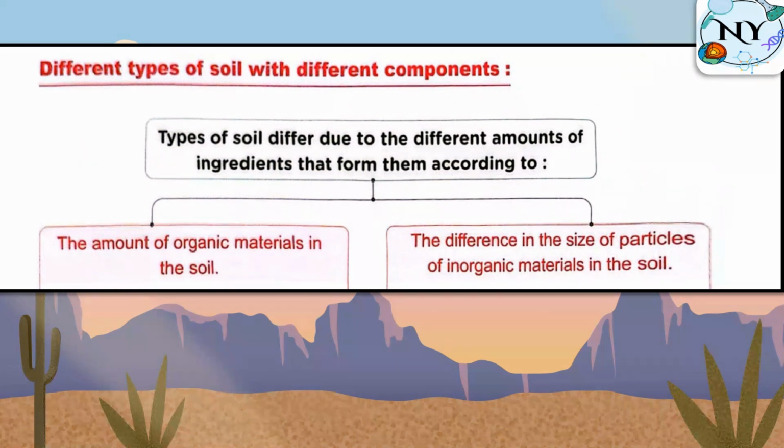طيب يبقى هنا لو قال لي give reason we have different types of the soil، هتقول له due to different amounts of ingredients that form them، بسبب اختلاف كميات الانجريدينتس اللي بتكونهم according to ايه بقى؟ والله على حسب ال amount of organic materials in the soil، واحنا قلنا organic materials دي اللي هي dead plants و dead animals، وبرضه according to difference in the size particles، كل واحدة وليها size particles الخاصة بيها.